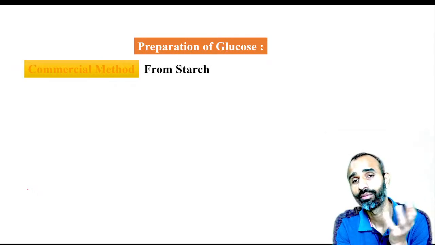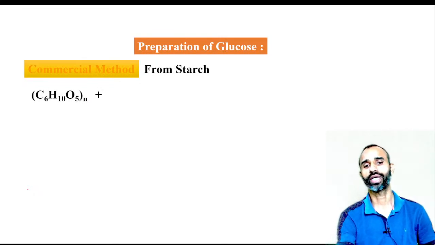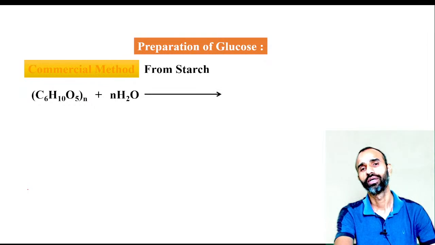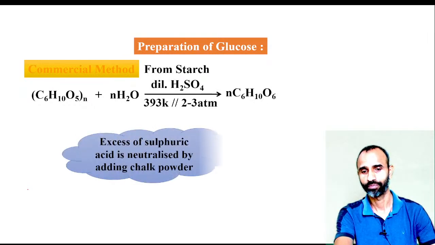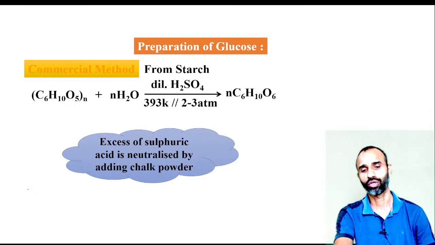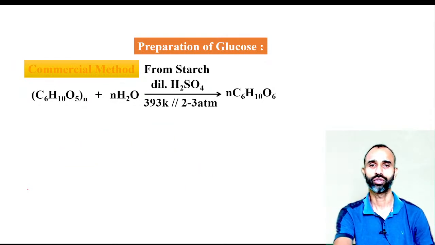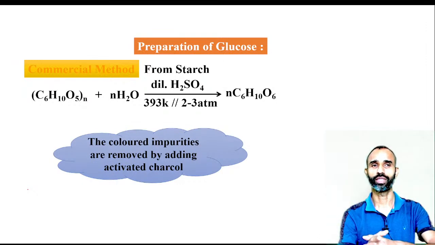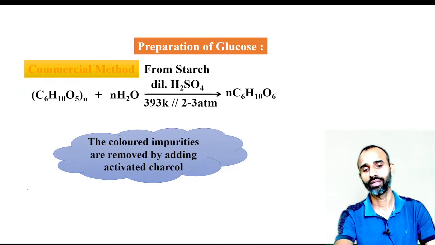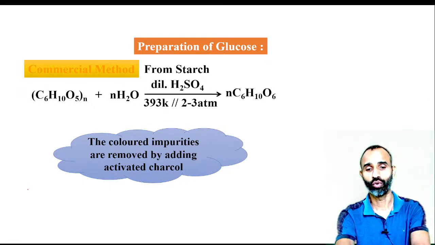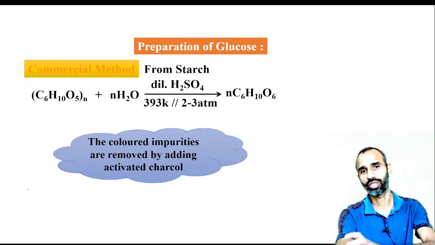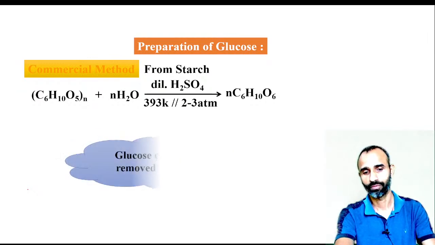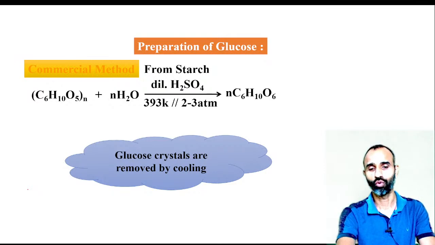Now, commercially, it can be prepared from starch. Starch is a polysaccharide, (C6H10O5)n. When it is hydrolyzed, we get glucose only. Excess sulfuric acid is removed by adding chalk powder. Sometimes the sugar is brown or yellowish in color, and that colored impurity can be removed using activated charcoal. Activated charcoal adsorbs those impurities, a phenomenon of adsorption. Adsorb colored impurities and separate glucose by cooling.